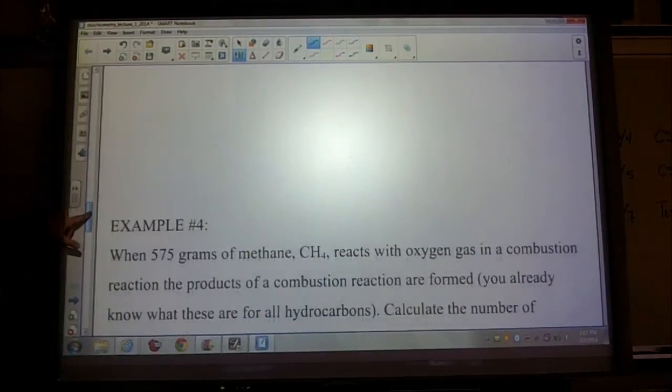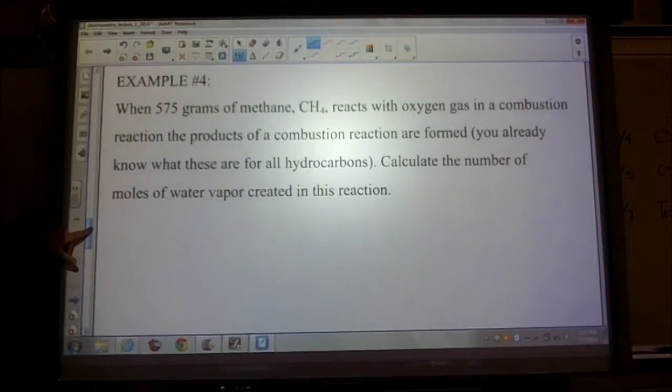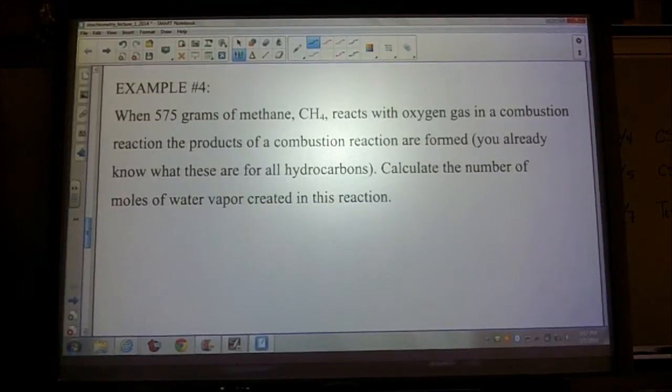Number 4. Oh, it just gets better. When 575 grams of methane, which is CH4, reacts with oxygen gas in a combustion reaction, the products of a combustion reaction are formed. You already know that. What are the products in a combustion reaction? CO2 and H2O. Yeah, carbon dioxide and water, same stuff that you breathe out. So make sure that you do know that.